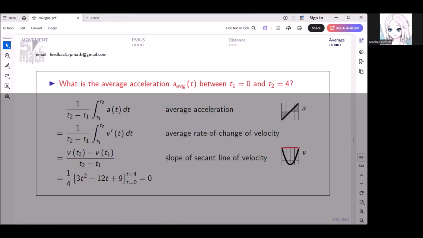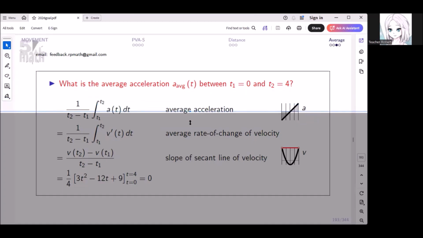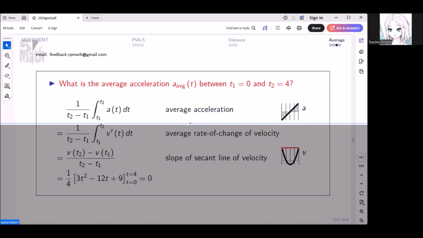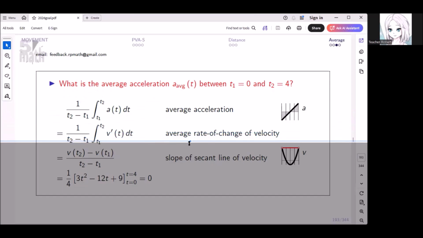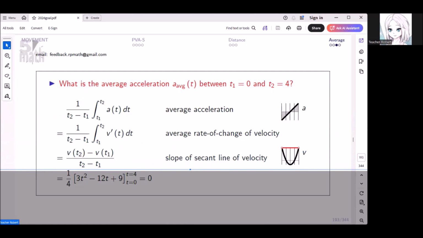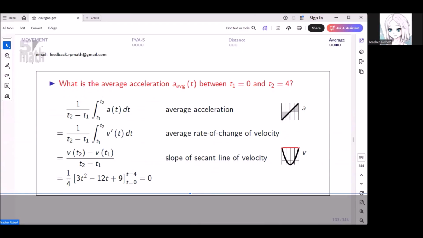What is the average acceleration, a av, of t between t1 equals 0 and t2 equals 4? Average acceleration, average rate of change of velocity, slope of secant line of velocity, and we get 0.